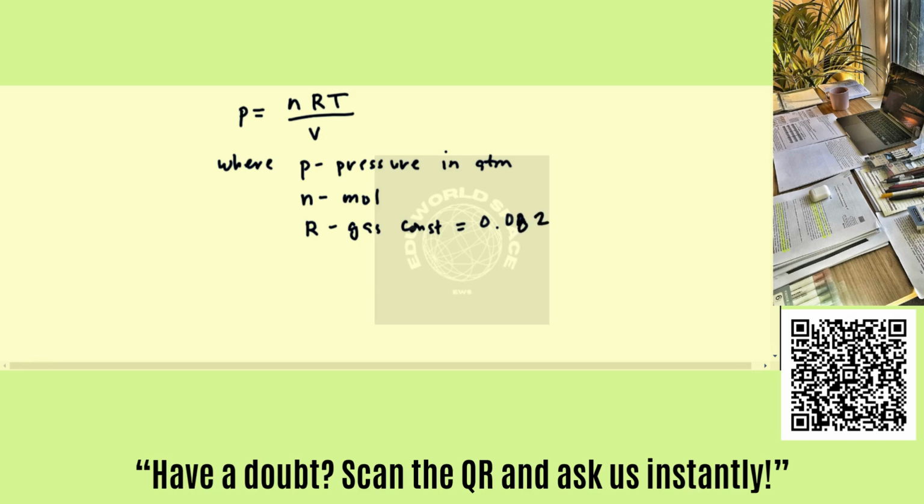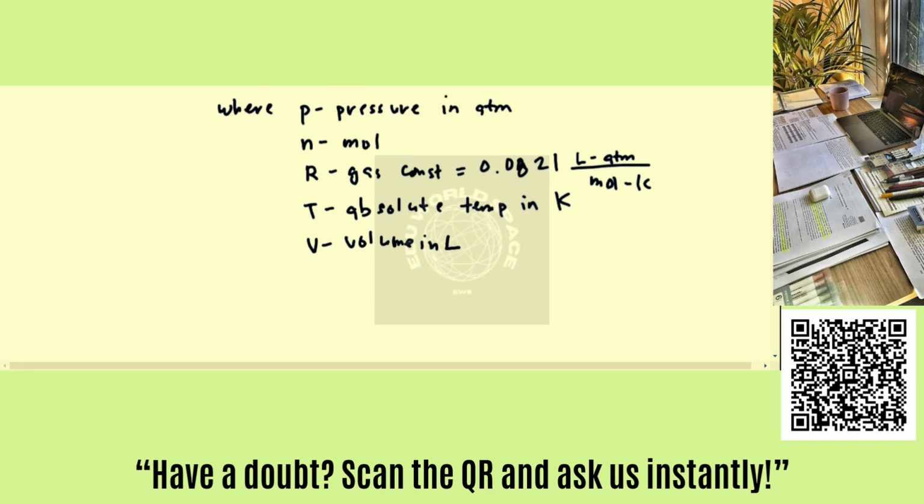So if we have pressure in atm and volume in liters, we have 0.0821 liter atmosphere per mole Kelvin as the unit of the gas constant. Absolute temperature T is in Kelvin, and volume V is in liters.